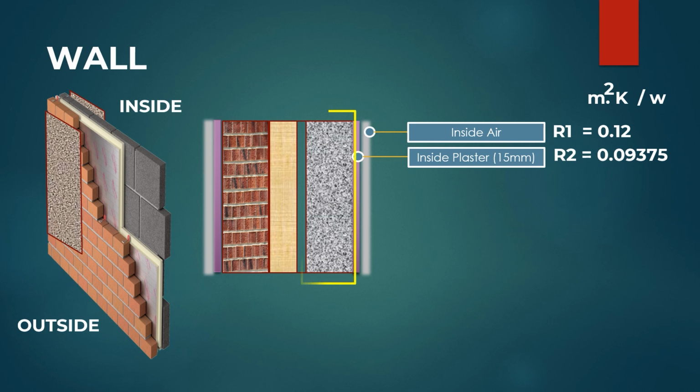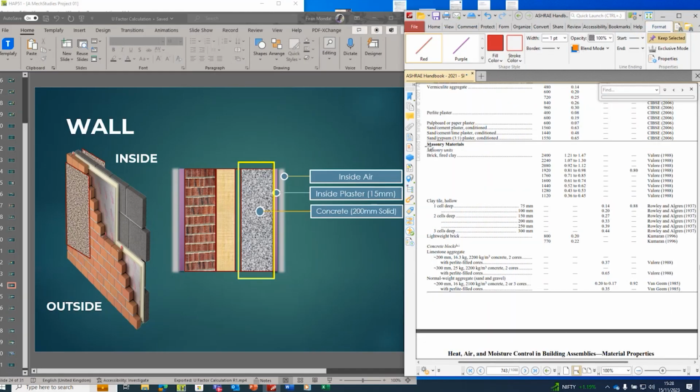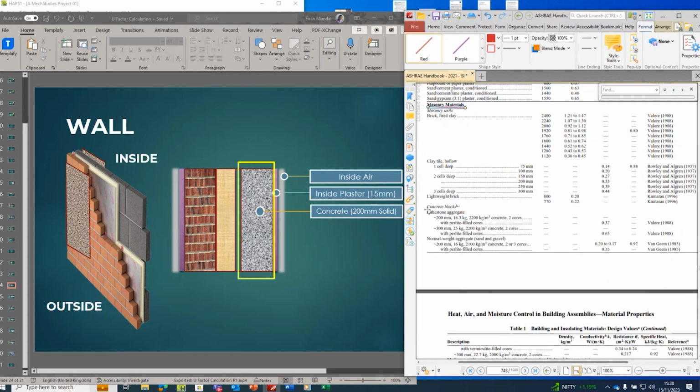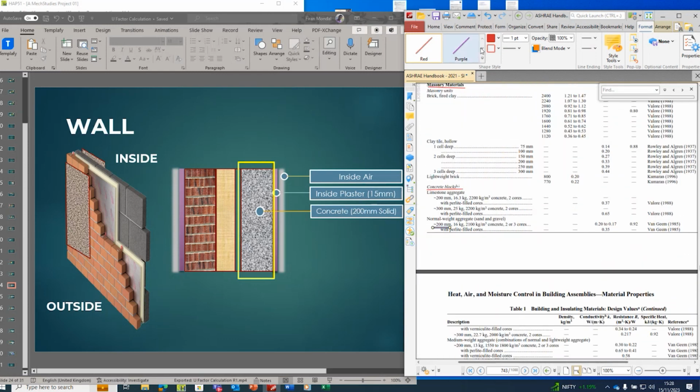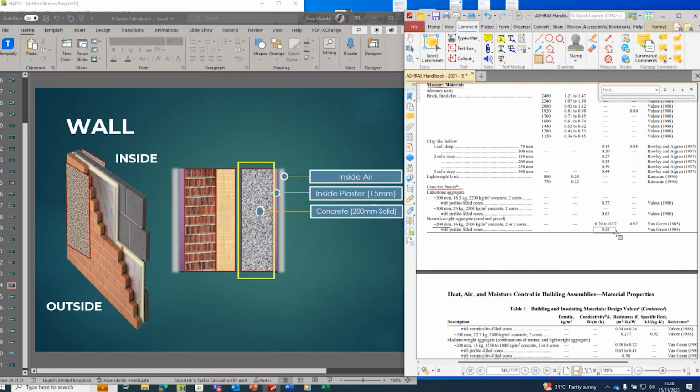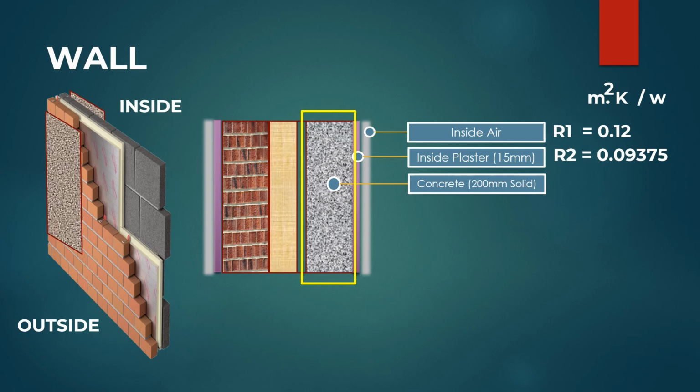Now the third layer, that is concrete block with 200 millimeter thickness. It's a solid concrete block. Let's go to the ASHRAE 2021 Fundamentals, masonry materials. Here is the concrete block. Now we have to find out which one is applicable for our project. For our project it is the 200 mm thick concrete block, and it is the one we are looking for. So it is 0.35. So the resistance for the concrete block with 200 mm thickness, R3, equals 0.35 meter square K per watt.